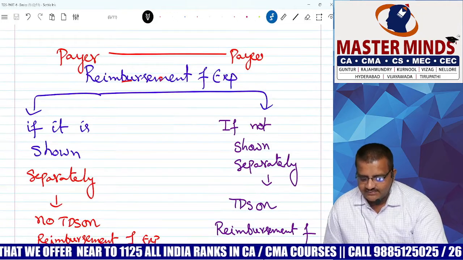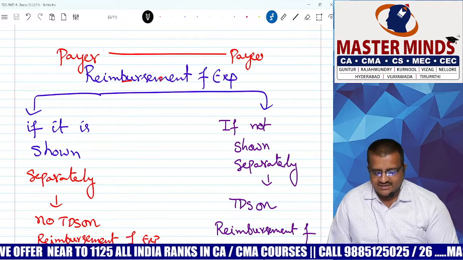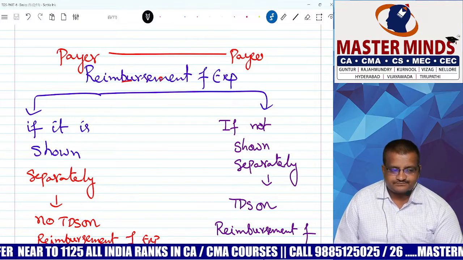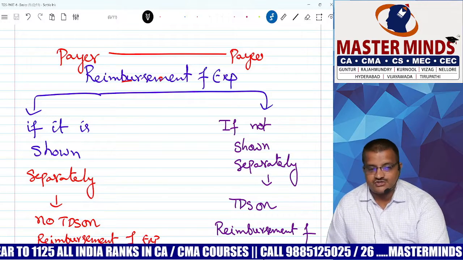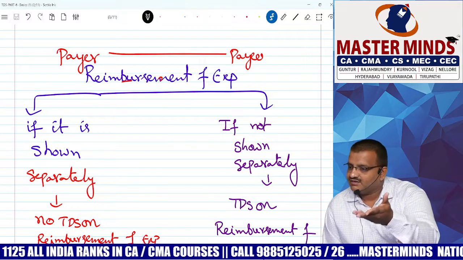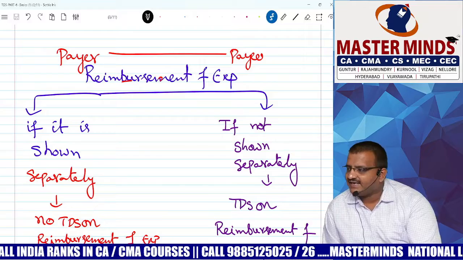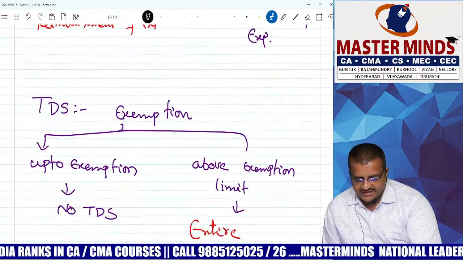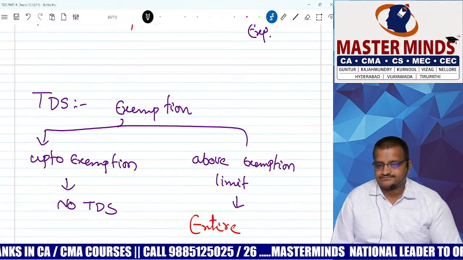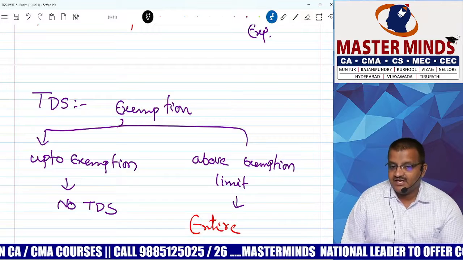Next one, reimbursement of expenditure. Same answer. If shown separately, no TDS. Not shown separately, come on, TDS applicable on the entire amount or not? Yes. Next one, exemption. In TDS we will say exemption.